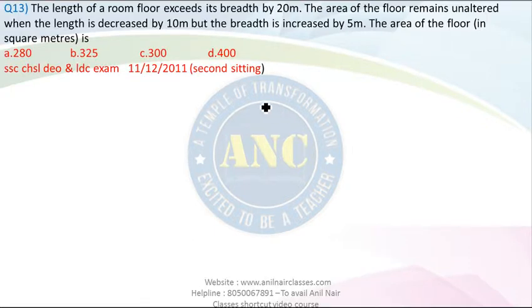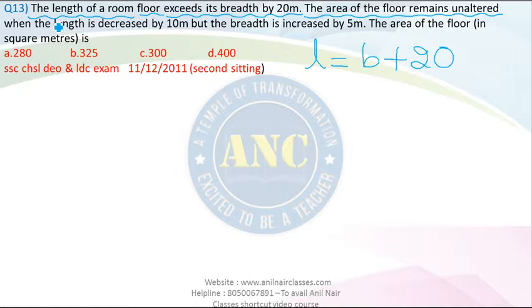Next question, very good question. Listen to this carefully, sir. Extremely good question. The question is, the length of a room floor exceeds its breadth by 20 meters. Length exceeds breadth by 20 meters. Length is 20 meters more than breadth. That is the meaning. The area of the floor remains unaltered when the length is decreased by 10 meters, but the breadth is increased by 5 meters.